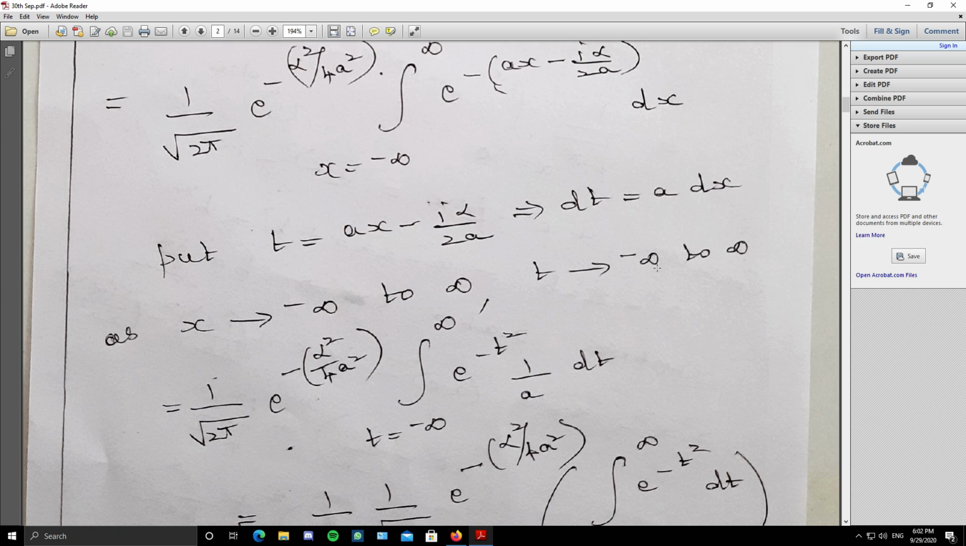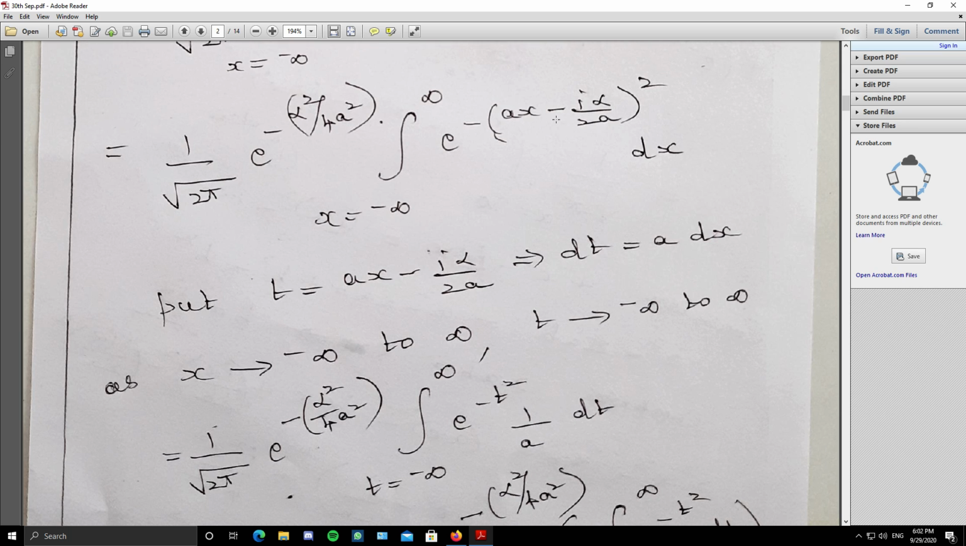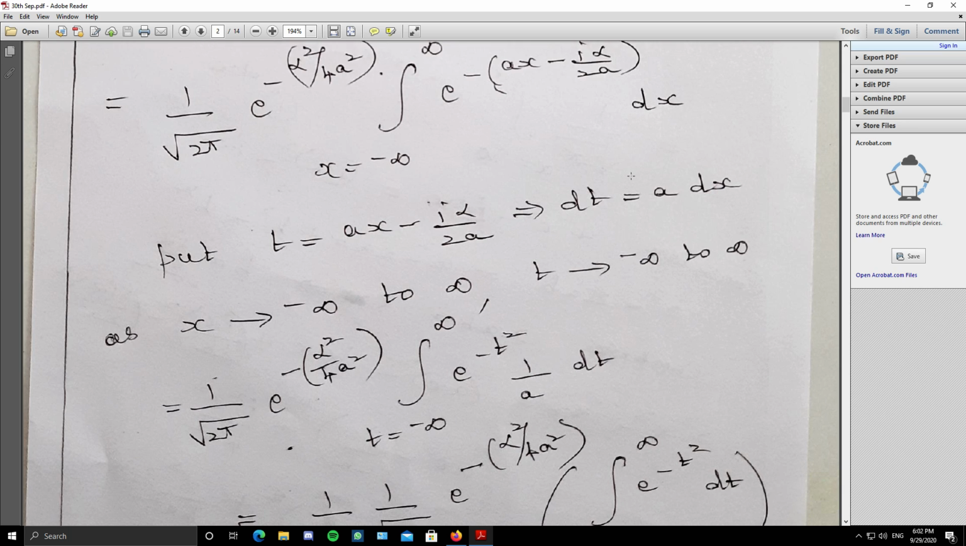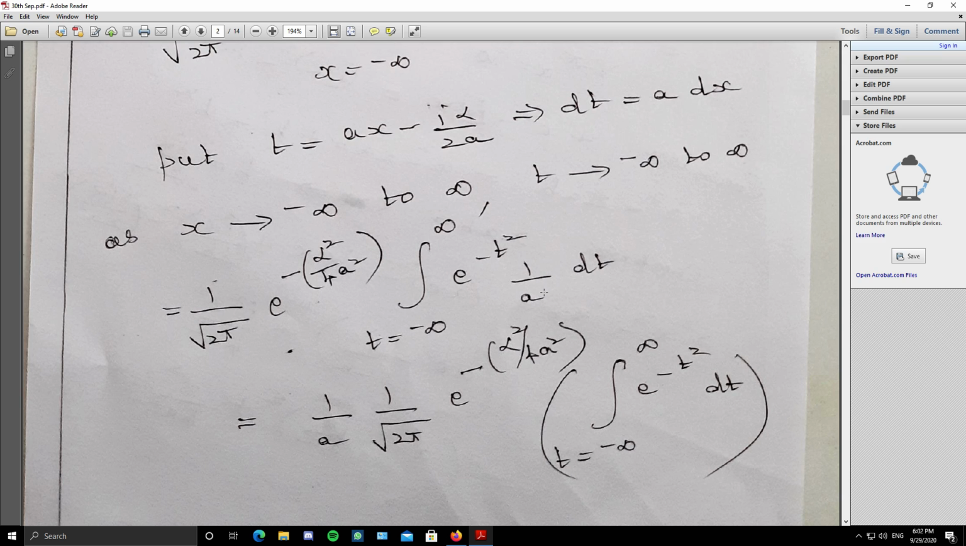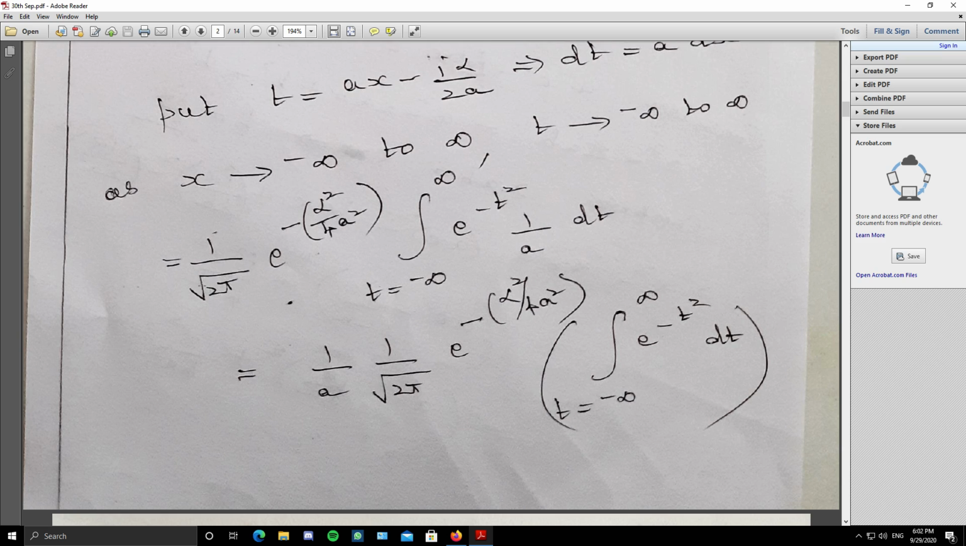1 by a dt. So this we have taken as t, so e power minus t square, and dx is 1 by a dt. Then the next step, 1 by a is a constant, so it is taken outside. So 1 by a, 1 by root of 2 pi e power minus alpha square by 4a square, integral t equals minus infinity to plus infinity e power minus t square dt.